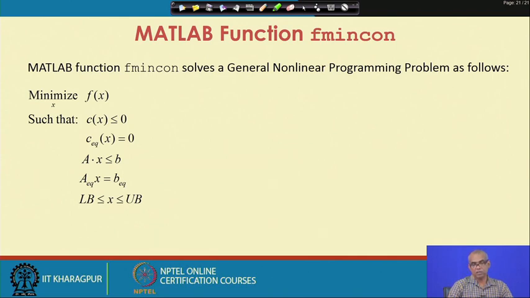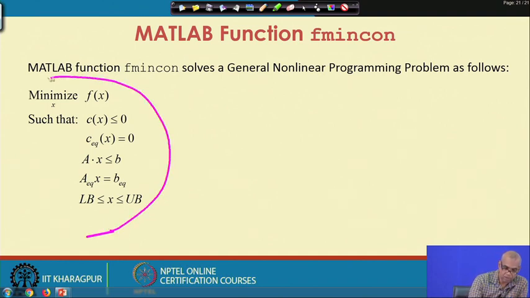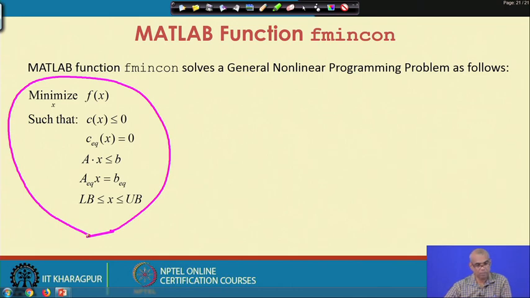fmincon can solve a general nonlinear programming problem with constraints, and the problem that it can solve is shown here. We solve a minimization problem. If you have a maximization problem, you have to convert it to a minimization problem by taking a minus sign. Note that all the constraints are of less-or-equal type or equal type.